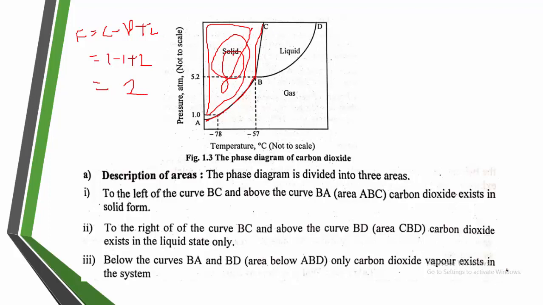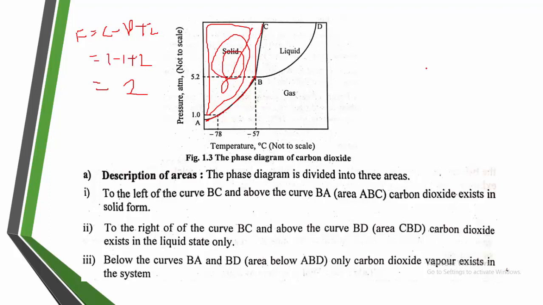Particularly, if you want to find out any point, you have to take 2 variables, whether it may be the pressure or the temperature. Likewise, the degree of freedom of this area is 2, meaning it can be affected by a variable like pressure or temperature. At least 2 variables are required to get the state of that area.